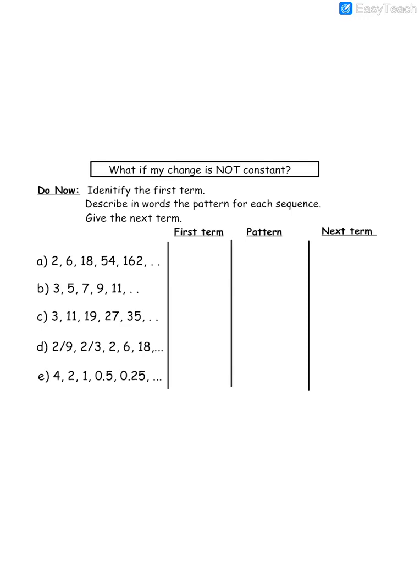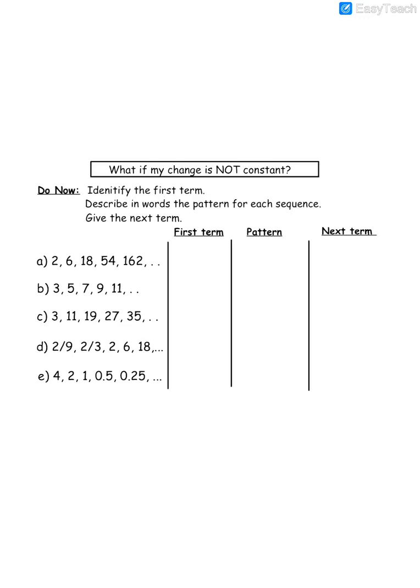So it says, what if my change is not constant? Okay, so we did sequences way back when in the fall when we were doing linear functions. We did arithmetic sequences, which I'm going to remind you about today when we go over this. So today we're doing geometric sequences, which go hand in hand with exponential functions. Once I do this lesson and my next lesson, I'm finishing out function families and exponential functions, and then I'm moving on to our last unit, which is statistics. Okay, so let's take a look at this.